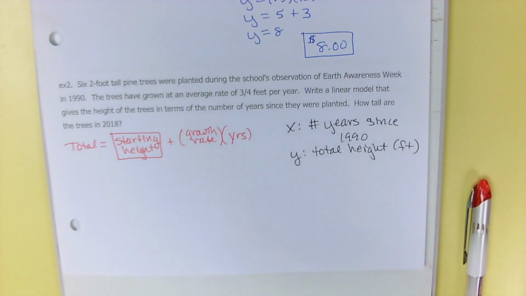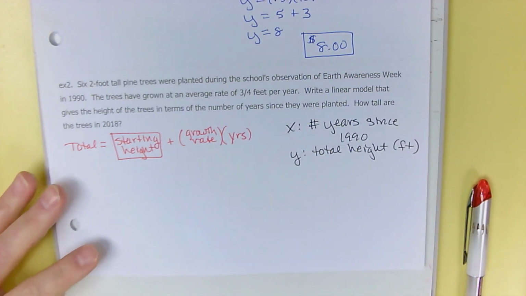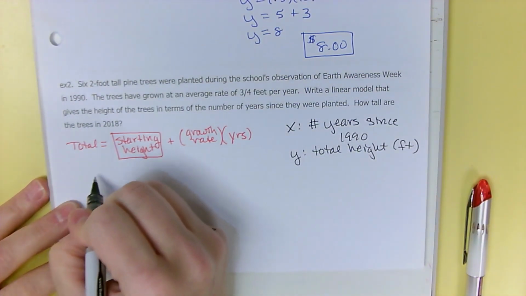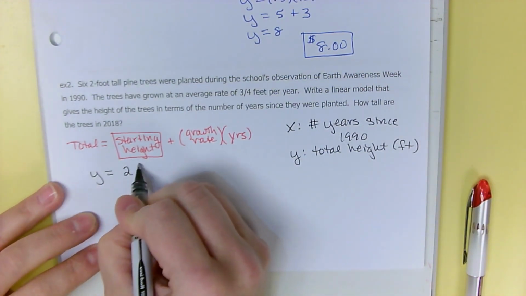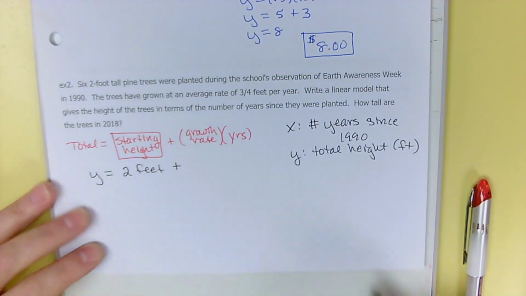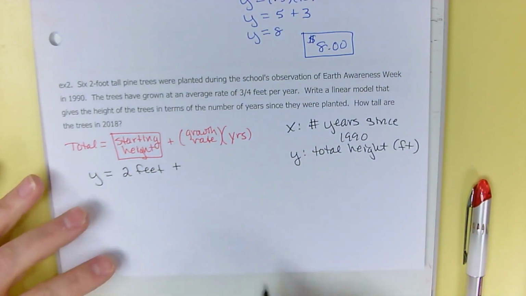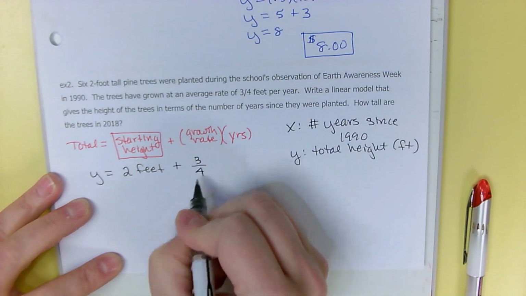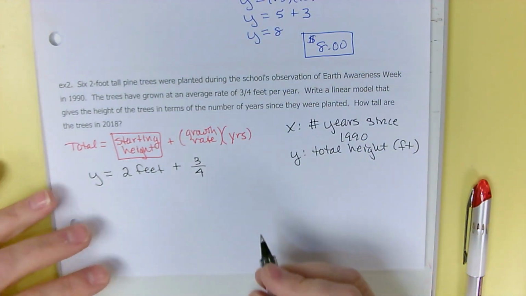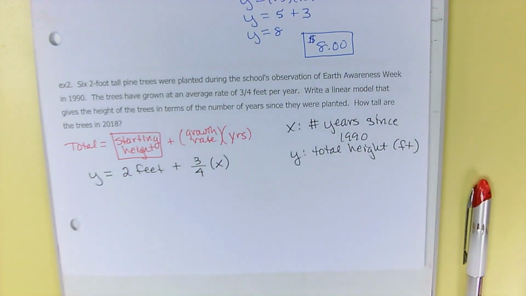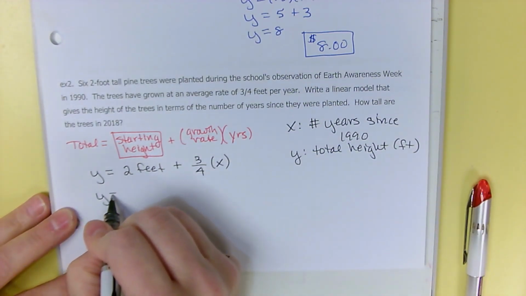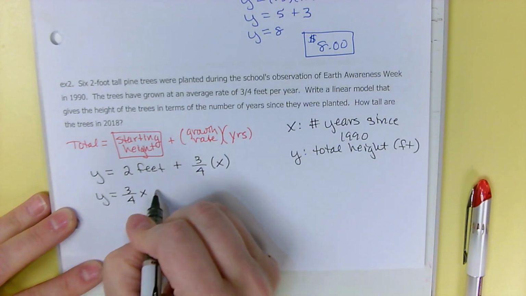All right, so let's fill in what we know. The total is Y. So Y equals, they start 2 feet tall, so 2 feet starting height, plus their growth rate is 3/4 of a foot. So 3/4 of a foot times X number of years, which is the number of years since 1990. Okay, so putting it in the right order, our equation is Y equals 3/4 X plus 2.